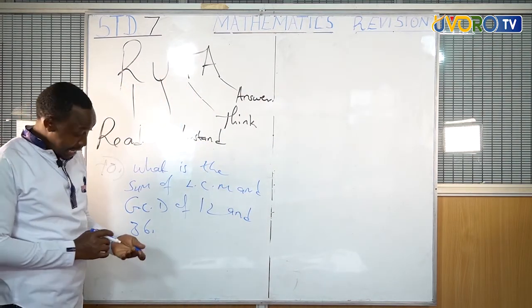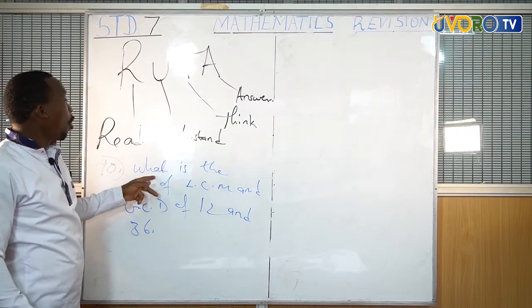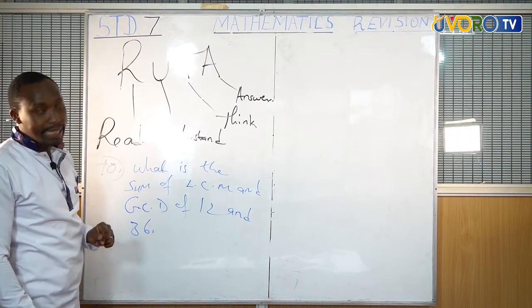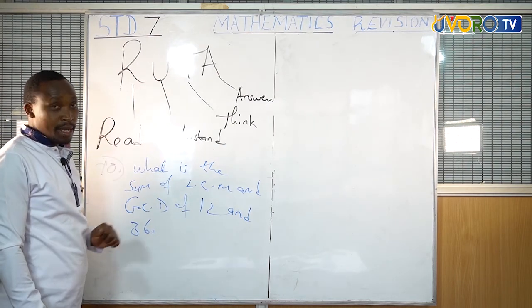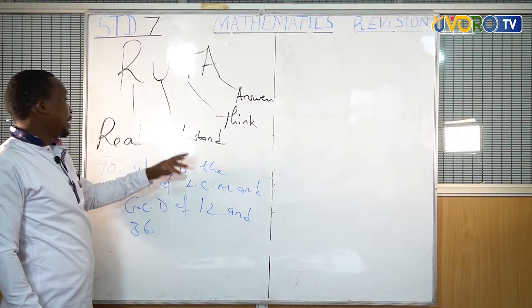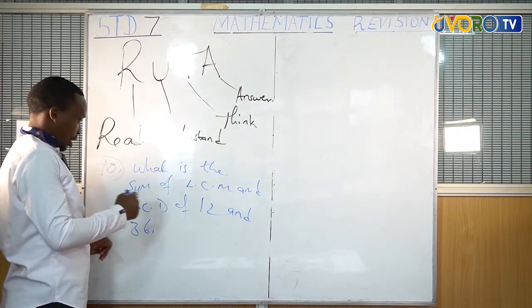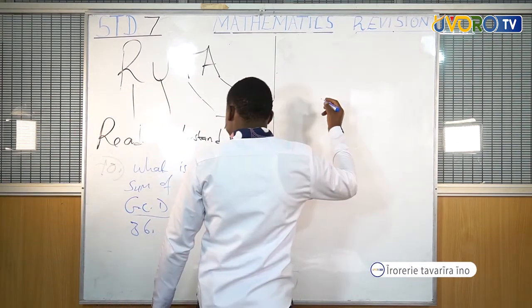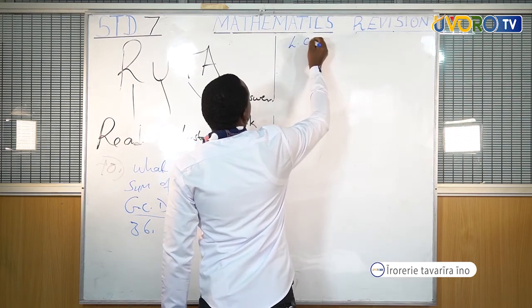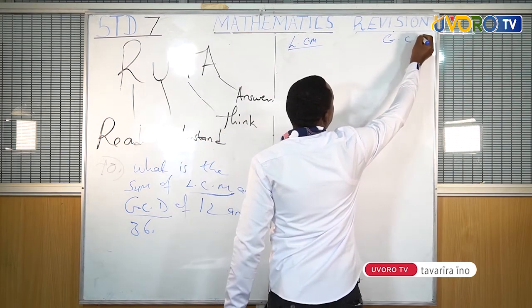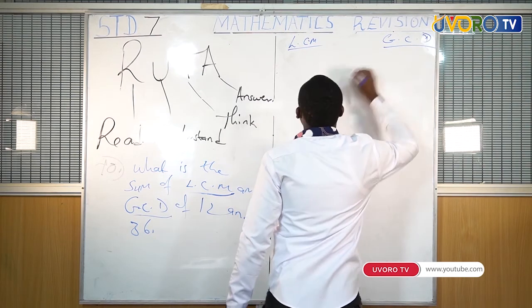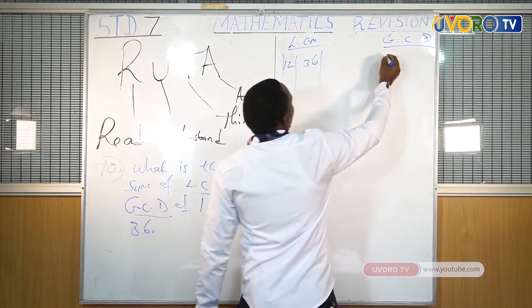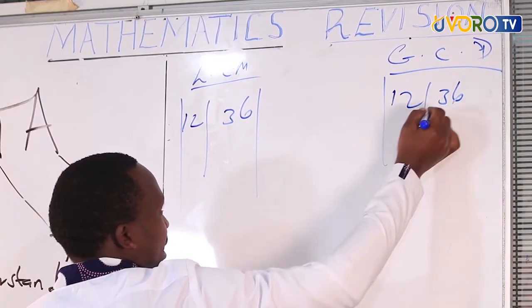R for reading. What is the sum of LCM and GCD of 12 and 36? U for understanding. Which is the key part of this question? It is LCM and what? GCD. How do we find the LCM as compared to the GCD of 12 and 36?